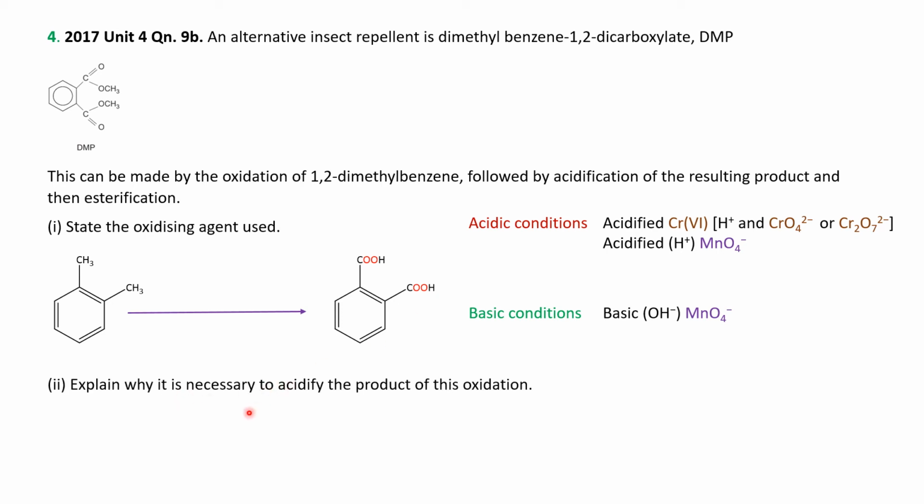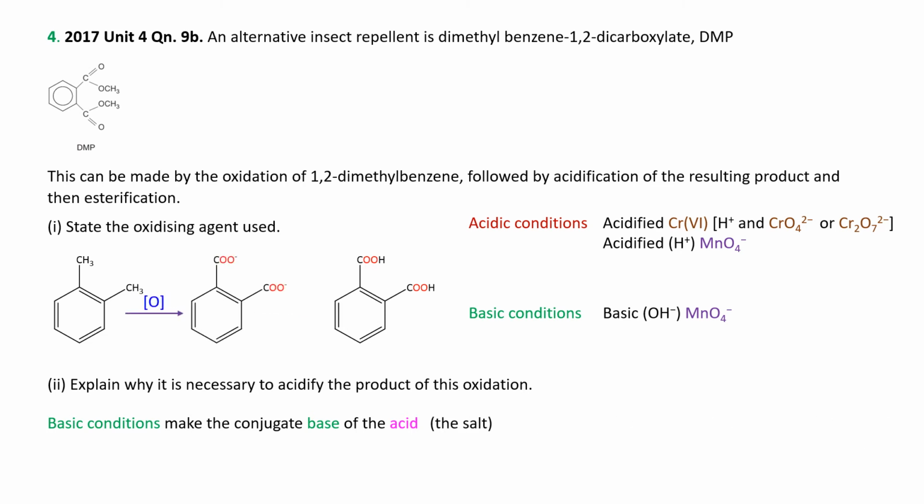Oh, and here it is. Why is it necessary to acidify the product? Because the basic conditions make the conjugate base, so that's COO- instead of COOH, which you then need to acidify to get the acid itself.